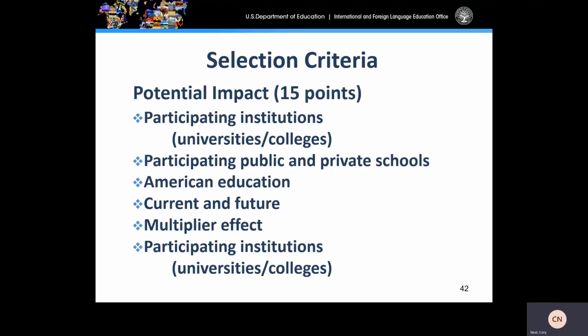Next criteria is potential impact. This is worth 15 points. Applicants should focus on the potential impact of the project on the development and improvement of the study of modern foreign languages and area studies on participating institutions of higher education, public and private schools. You should describe the possible long-term benefits to project participants, their students, colleagues, and communities resulting from successful completion of the GPA grant. Applicants should indicate the process by which resulting curriculum project research will be evaluated for accuracy and effectiveness.